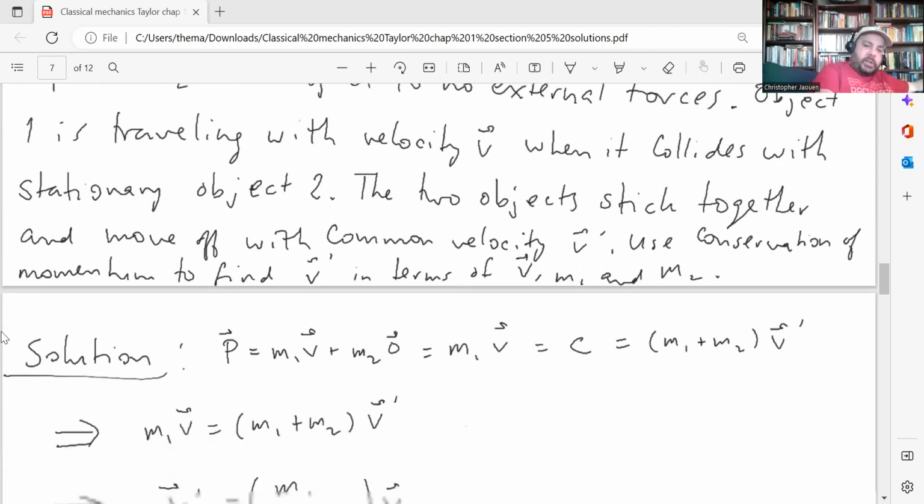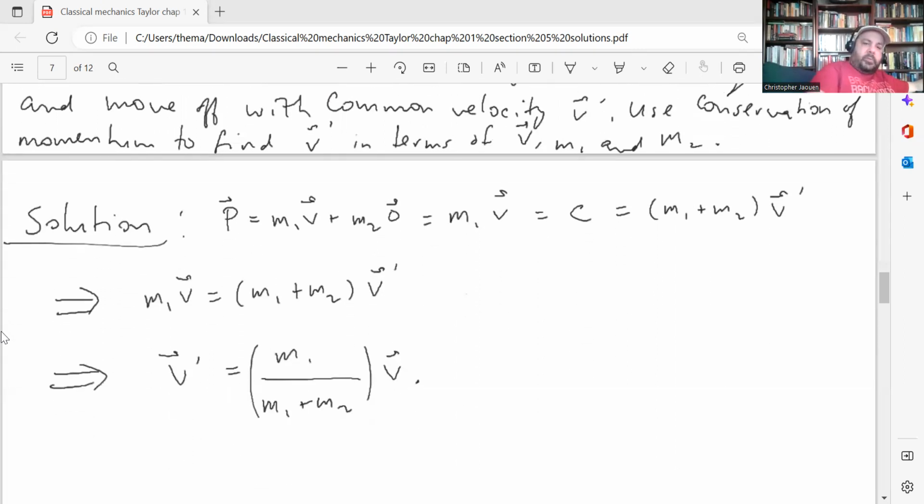So that's what I did down here. All right, using conservation of momentum, the total momentum of the system is some constant c, which is equal to these two expressions here. So m1v plus m2 times 0, because the second particle has zero velocity. It's not moving, right? It's stationary. So this side simplifies to m1v. And like I said, that's constant by the law of conservation of momentum.